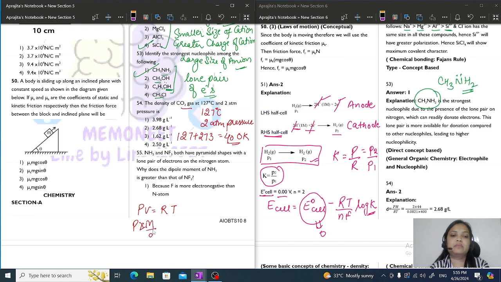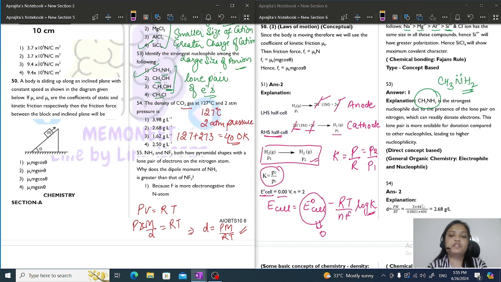Here we are considering density equals mass upon volume, and from the gas equation the density will be PM upon RT. So this formula we will be applying to find the density.